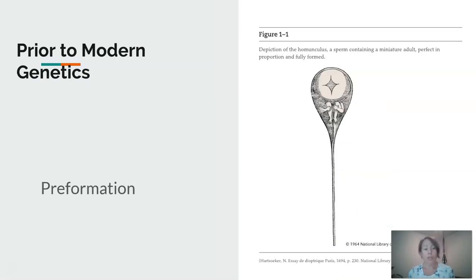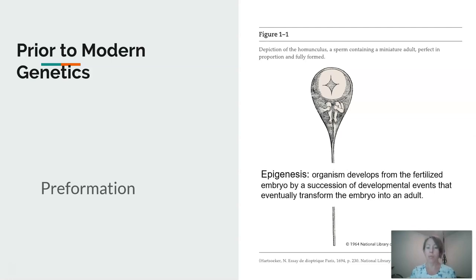Prior to modern genetics, there were quite a few theories about how heredity worked. This is just one of the examples, so you need to look in your book and make sure you understand these different types of theories that they had before. This one was the concept of a homunculus, the idea that there was an actual fully formed miniature adult inside a sperm cell. Of course, this was shown not to be true, starting out with Mendel's work, so we'll talk about him.